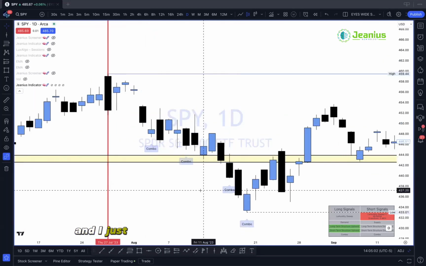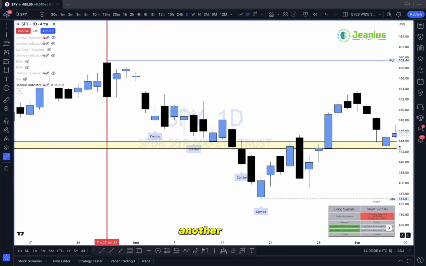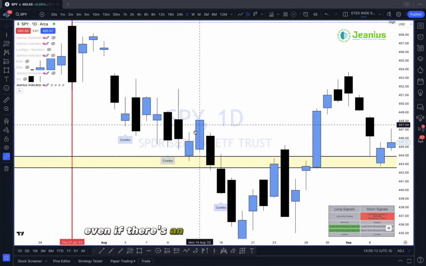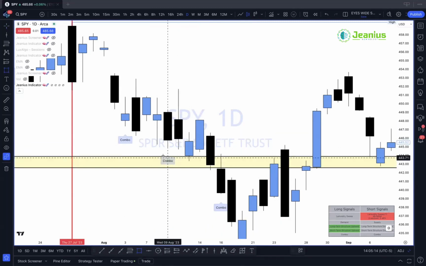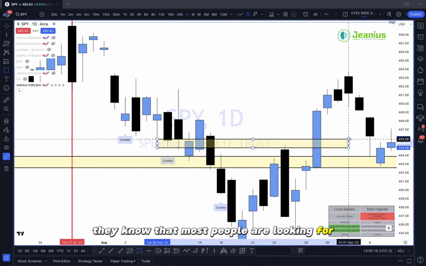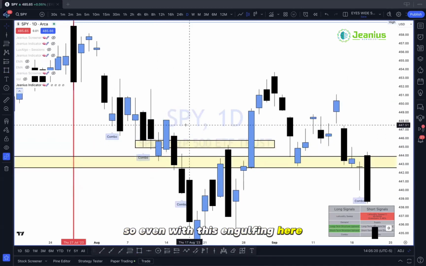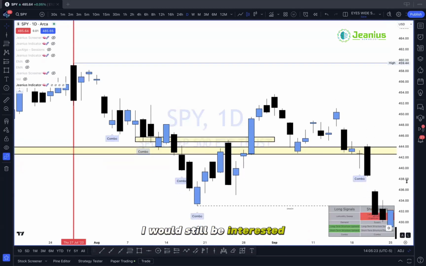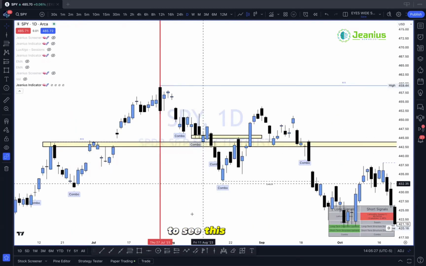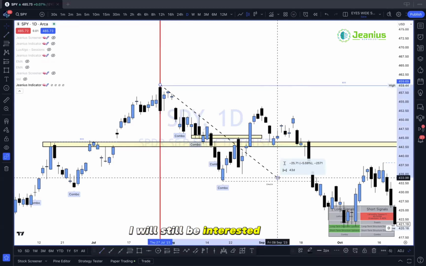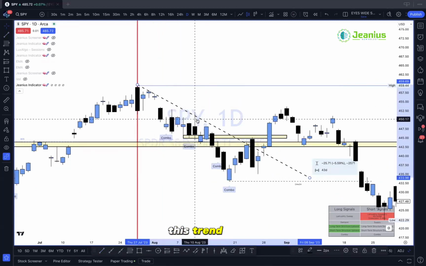Another rule, and I'll just kind of give away some sauce right now. Another rule that I've added to my system is, even if there's an engulfing at a support level, they know that most people are looking for candlestick patterns. So even with this engulfing here, I would still be interested to see this trend that was formed here break, because you see when it got back here, it rejected.